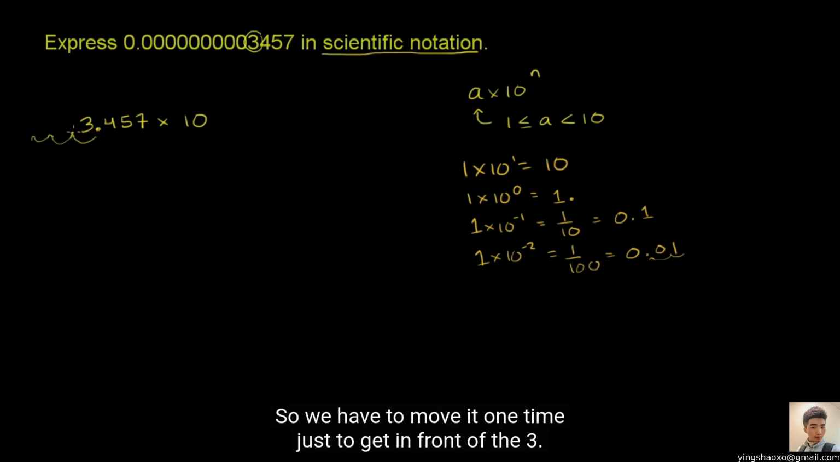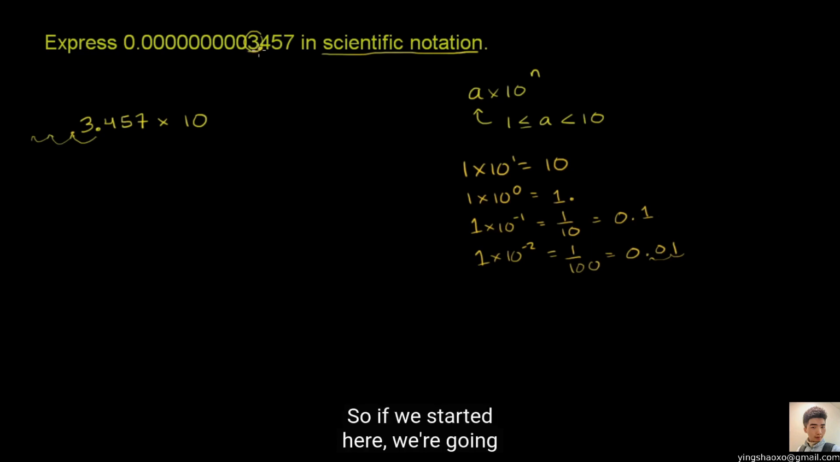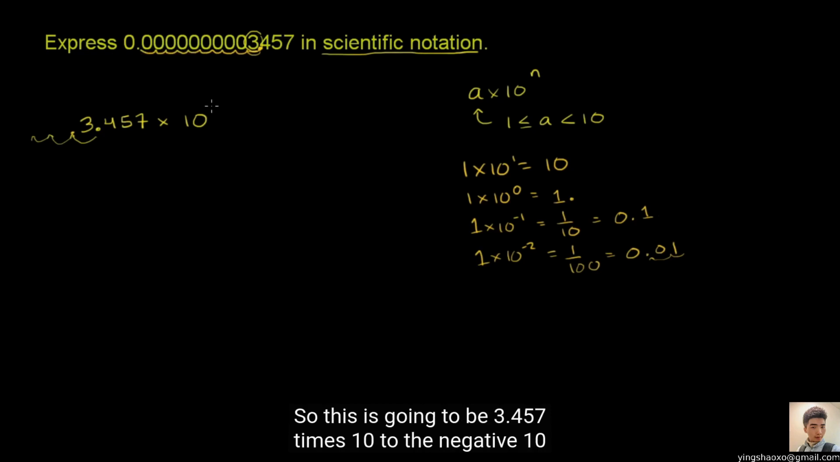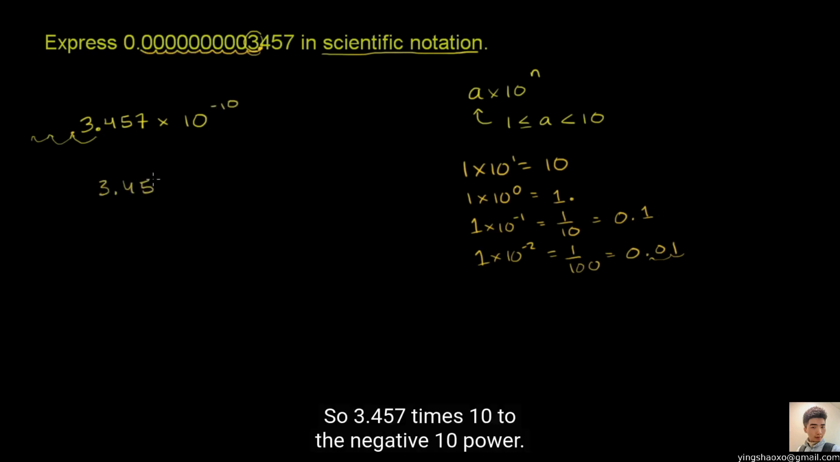We have to move it 1 time to get in front of 3, and then we have to move it that many more times to get all of the zeros. Started here: 1, 2, 3, 4, 5, 6, 7, 8, 9, 10 times. So this is going to be 3.457 times 10 to the negative 10 power.